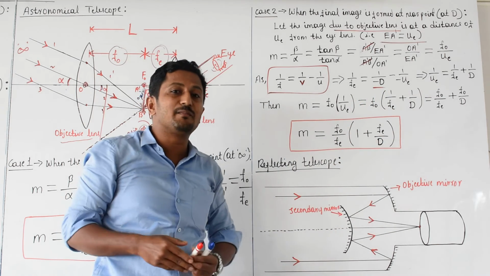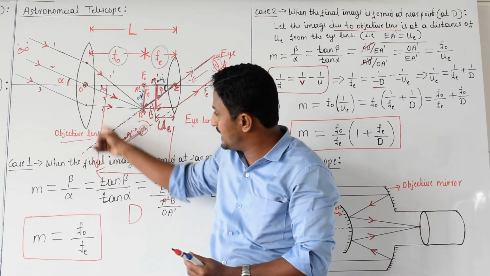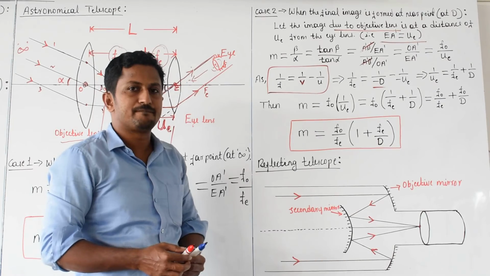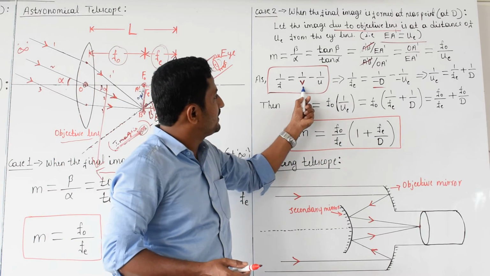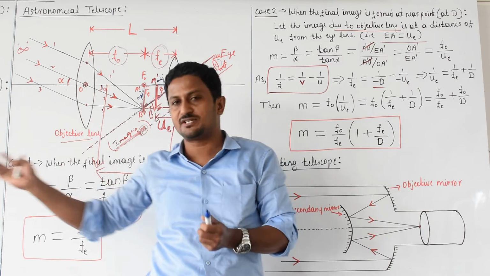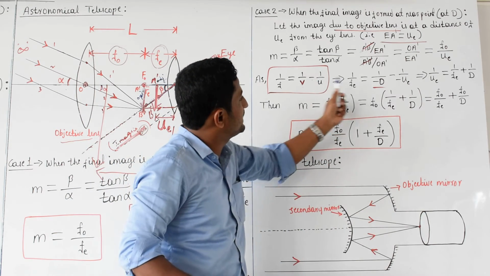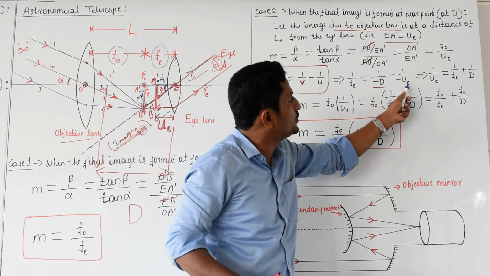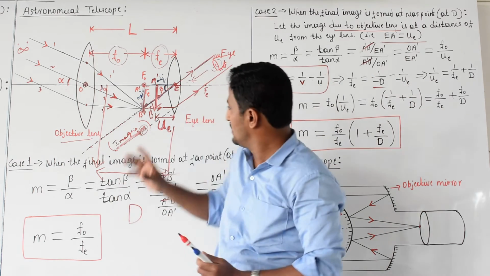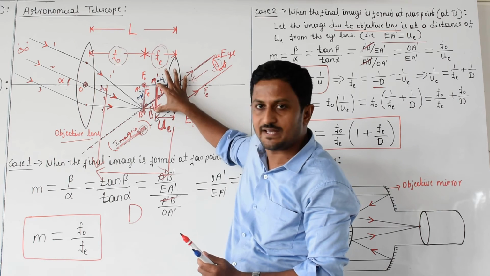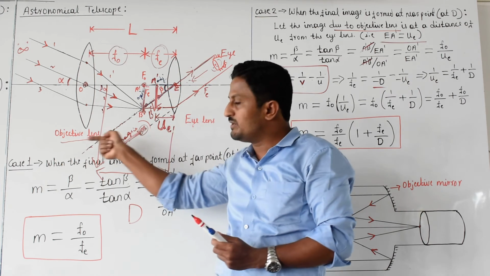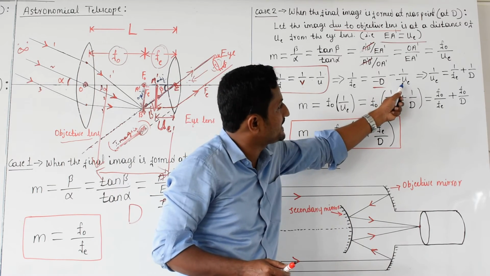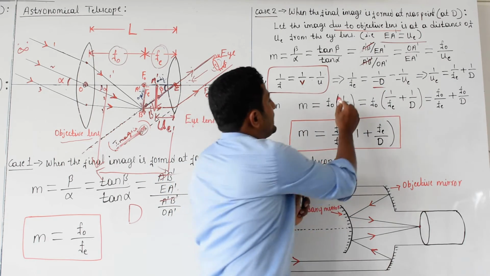Why have I taken minus D? The image is formed here, and the distance we are measuring like this, I mean in the opposite direction. See here, that v I have taken as minus D because we are measuring in the opposite direction. Then minus, as usual, 1 by u. In place of u I have written minus UE. For this eye lens, the object is here at UE distance. Again we are measuring in this direction, so again it is negative, minus of UE. Look at this line.